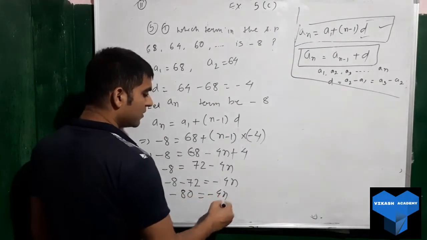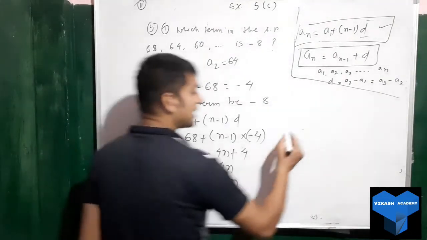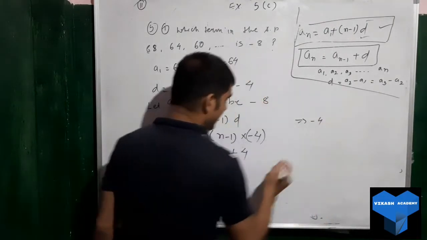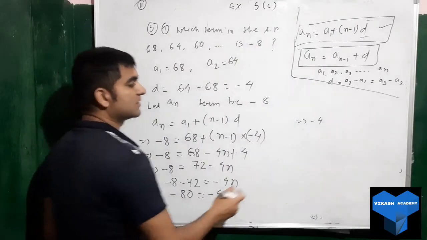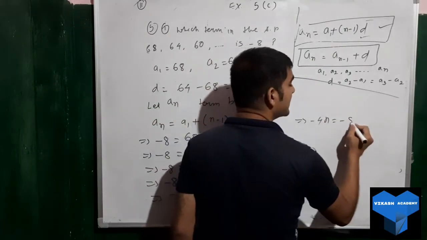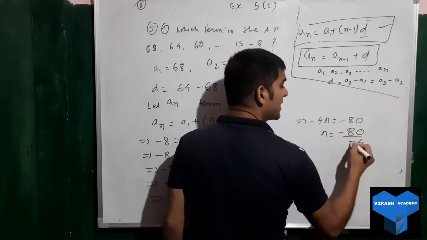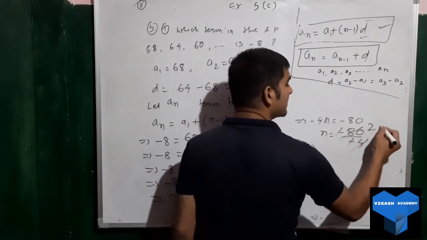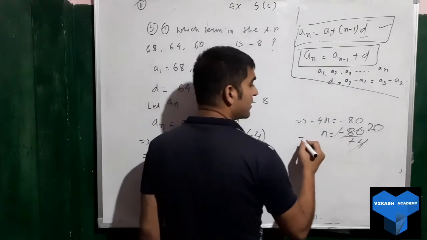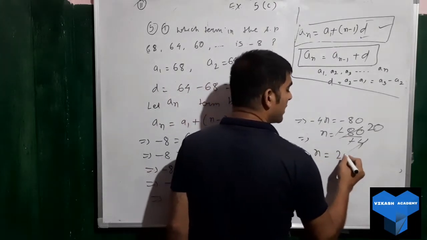Minus 4n. For the next line, what can you write? Take LHS, RHS or RHS, LHS. So I write minus 4n is equal to minus 80, or n will be what? Minus 80 by minus 4. Minus minus cancel, and 4 how much will we get? 20, right? So you can write n is equal to 20.